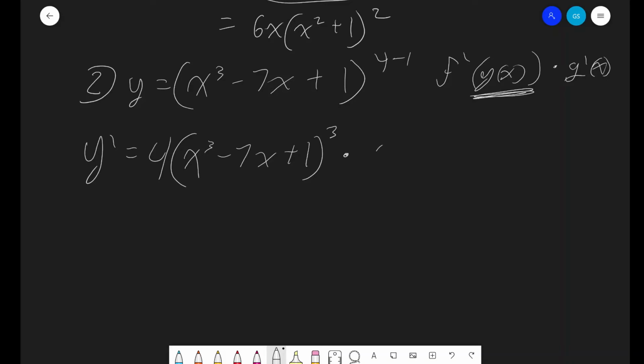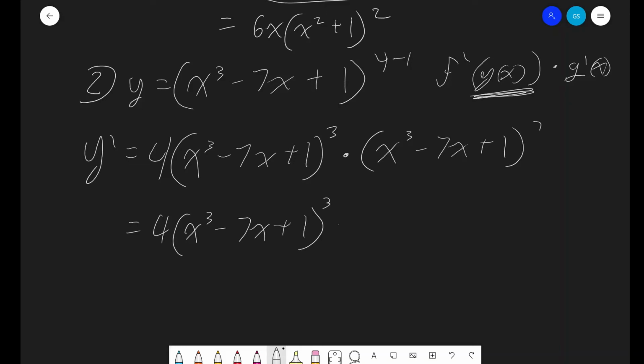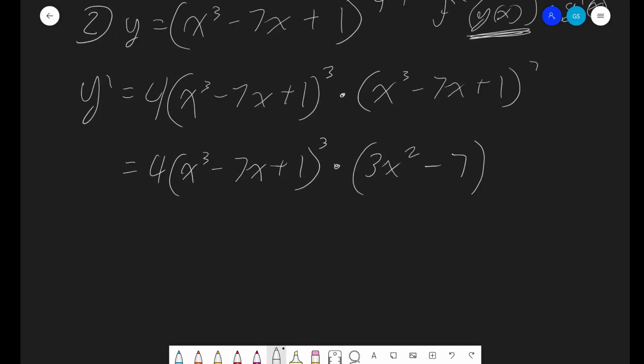So differentiating x cubed minus 7x plus 1, all of this differentiated. So this would be 4(x cubed minus 7x plus 1) to the 3rd power multiplied by the derivative of x cubed, which is just 3x squared. The derivative of negative 7x is just negative 7. The derivative of 1 is 0. That's what we get. And so you don't have to expand all this. If you want to go ahead and have some fun, if that's what brings you joy, but I'm just going to leave it like this.